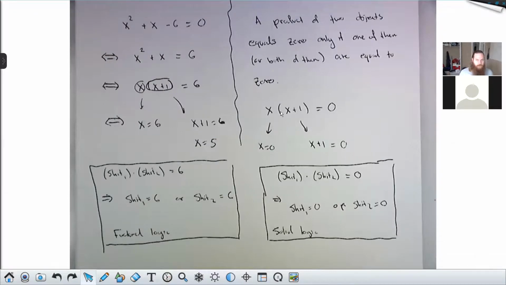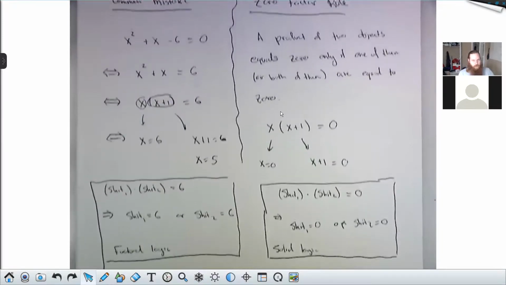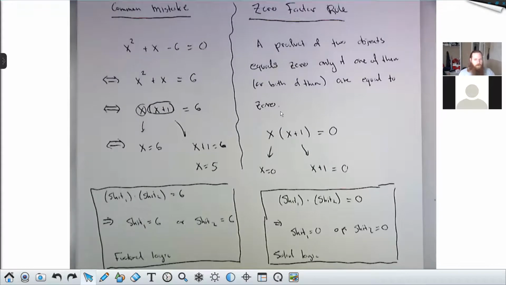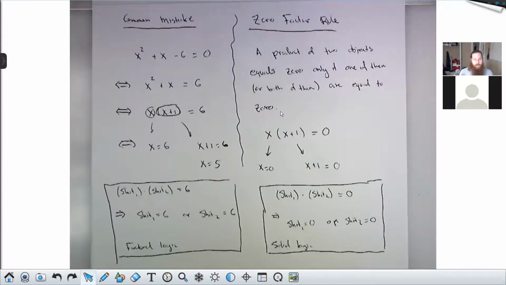All right, so this is the zero factor rule, the zero factor property. And we'll use it now when we talk about quadratics. We'll use it later when we talk about other polynomials. So a useful thing in general.